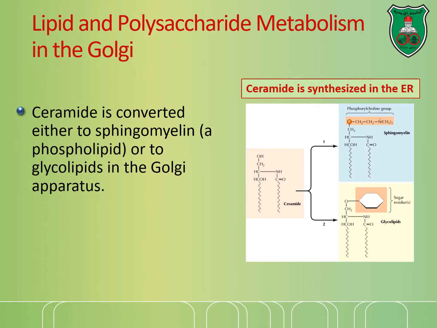Now, what happens in the Golgi apparatus is that you have the formation of sphingomyelin from ceramide. Remember that ceramide is synthesized in the endoplasmic reticulum. It's taken to the Golgi, and in the Golgi it is converted into sphingomyelin. Or it can be converted to glycolipids by the addition of sugar molecules, specifically glucose or galactose.